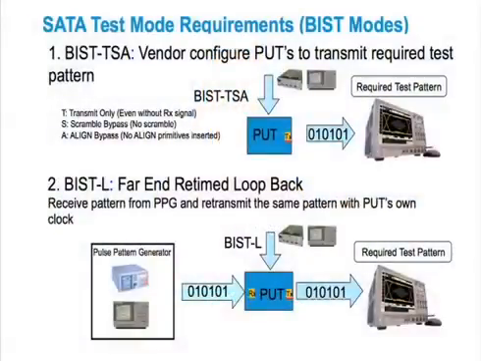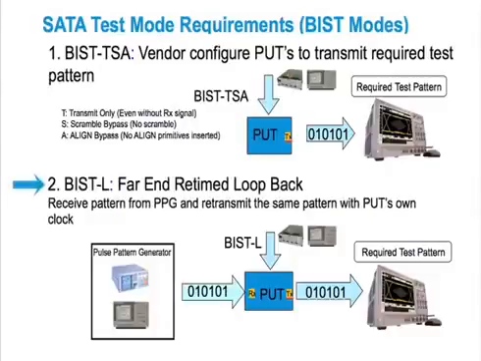So how do you generate the test pattern that you require for the transmitter tests? You need to put the device into a test mode, and the test mode in SATA terms is called the BIST mode. There are two BIST modes that are allowed. The first is called BIST TSA, which stands for transmit, no scrambling, and no aligns. You can use your internal hook or external instrument to put the device or the product into the BIST TSA mode for it to generate the test pattern that you need for the test.